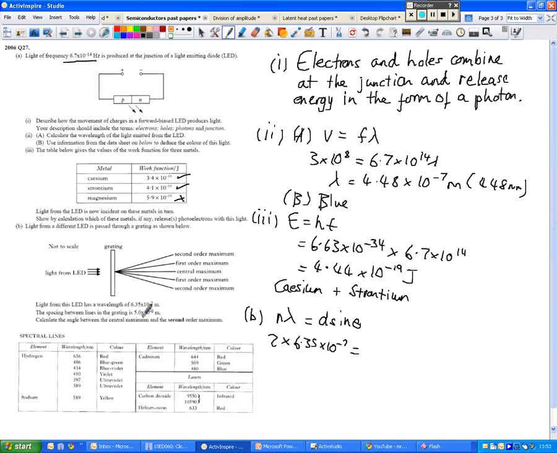The spacing between the gratings is given, you don't have to do 1 over the number or anything here because it's given straight off. It's 5 times 10 to the negative 6. And you're solving for sine theta. Sine theta will be 0.254. Theta is 14.7 degrees. So it's tying together a question about p-n junctions with a bit of the photoelectric effect and a little bit of diffraction gratings as well.